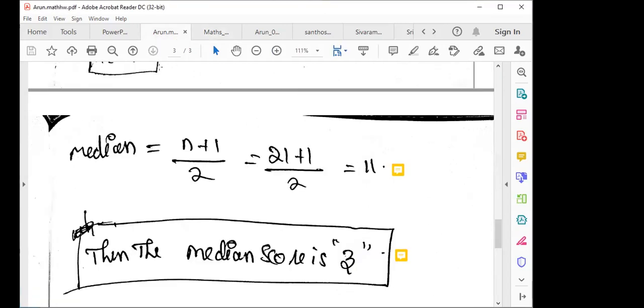this appeared, I think, in several other people's work. So be very careful when you are looking for the n plus 1 by 2th term and when you are finding the actual median. Just write it as median is the 8th term. Okay, that is very important.